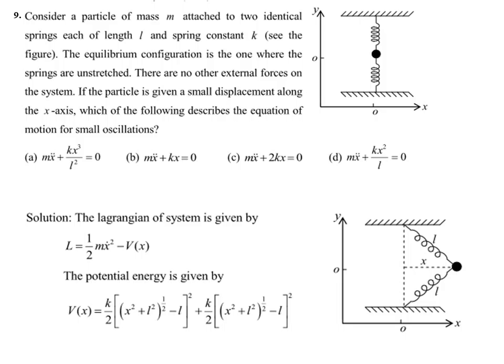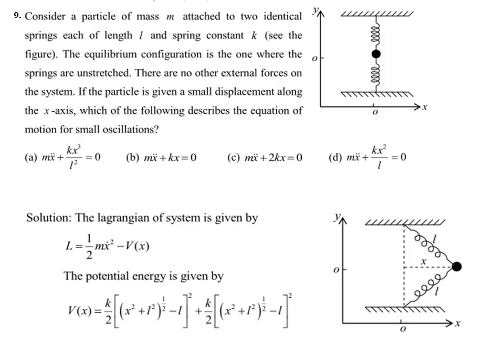Now, in order to find the Lagrangian, we should know the formula L equals T minus V, and T is always half mv square and V is mgh in the case of gravity, but here there is a spring. So V is equal to half kx square. That is the formula we have to use.